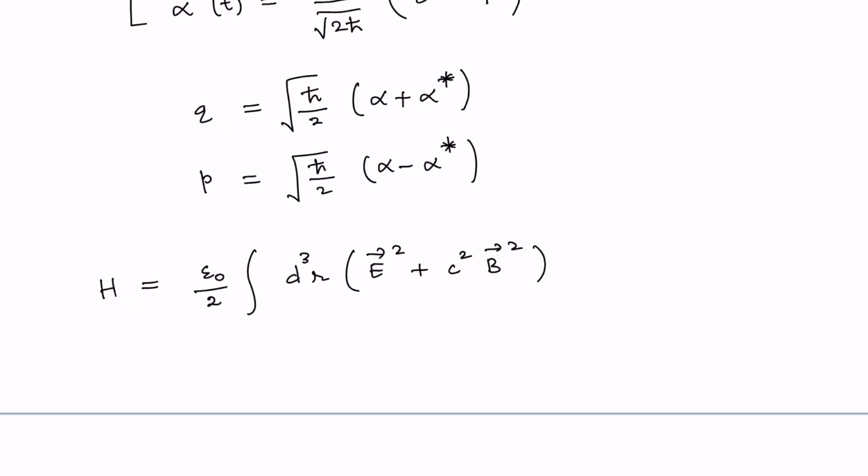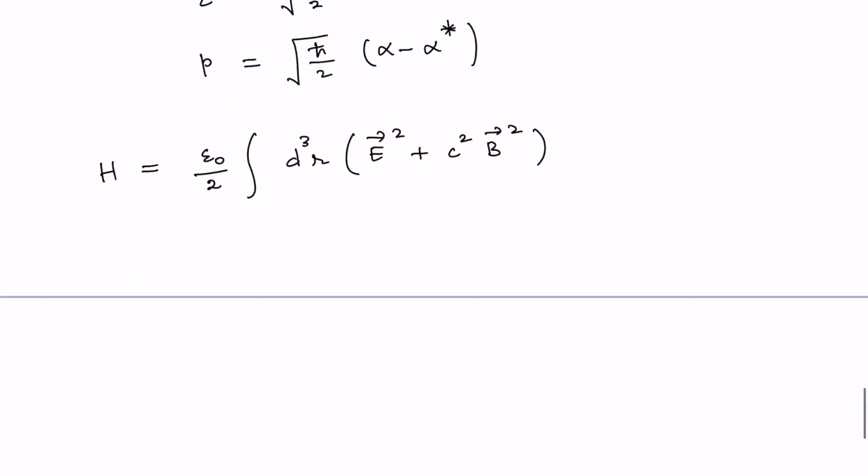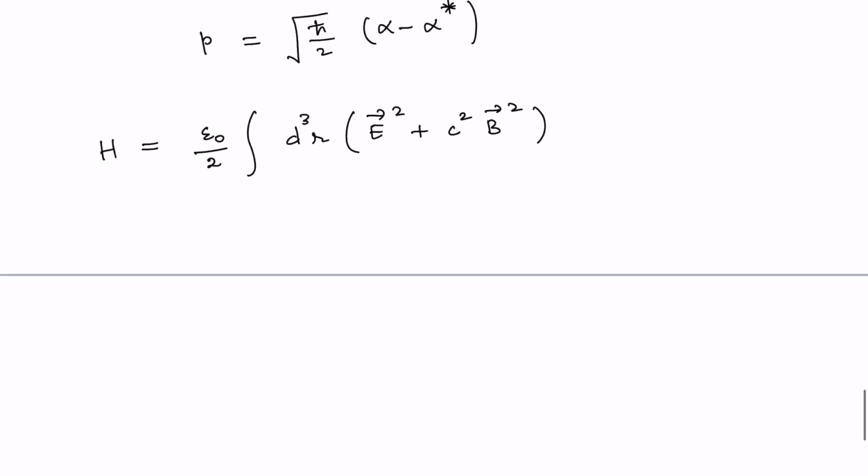Here the first term and the second term are equal in magnitude, because we are considering the electromagnetic wave in free space. So this first term and the second term, they are equal. So therefore we can write the Hamiltonian H is equal to epsilon 0 d3r E square.